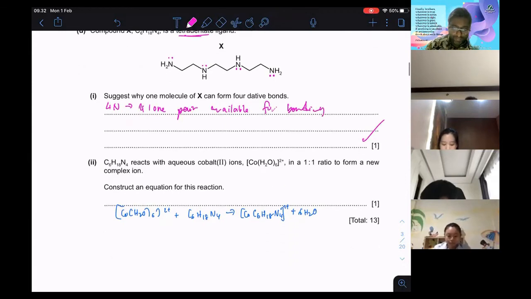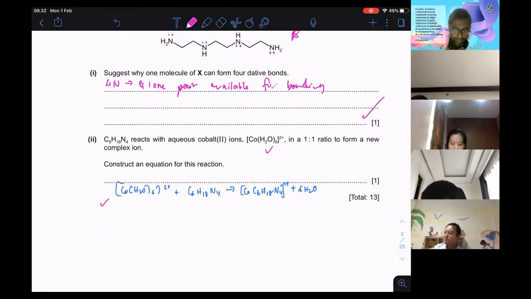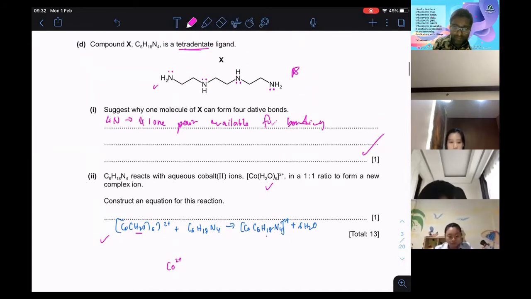The next question is, this compound reacts with cobalt 2 ions in a 1:1 ratio to form a new complex ion. Construct an equation for this reaction. I've done it earlier. For cobalt, it is similar to the previous example. The 6 water will come out. Water is neutral. So it's still Co2+, and then it is going to be replaced by this tetradentate ligand. This tetradentate ligand also has zero charge.